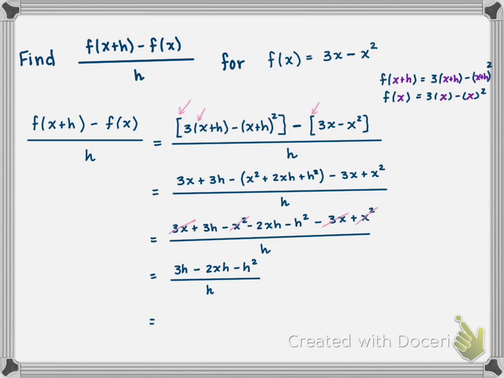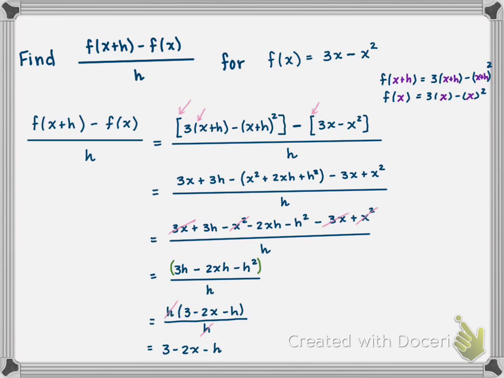And then here, remember, there's 2 ways you can do this. You can think of this as a whole polynomial and factor the GCF out. Right, so we have a GCF of h over h, and then that h cancels, and we get 3 minus 2x minus h.